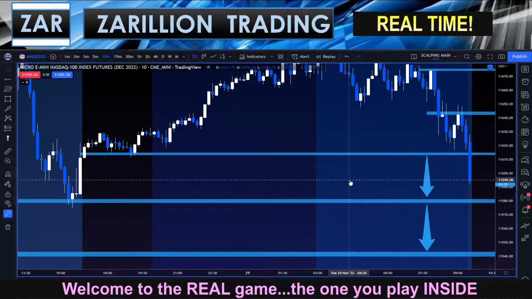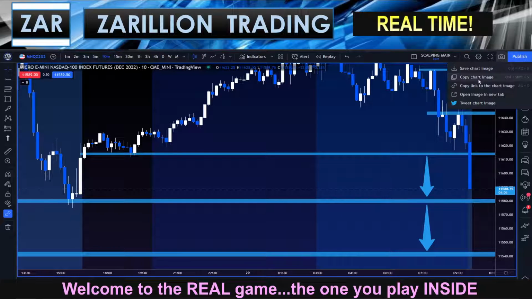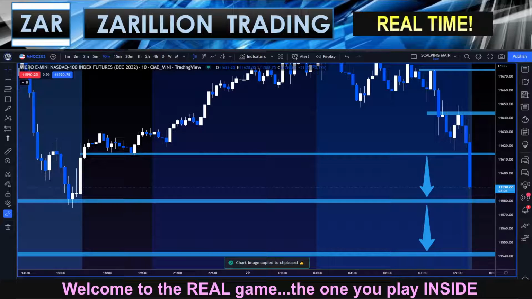I'm just going to send these revised zones to my group as we speak. Copy chart image. Off to the group. Boom, boom.